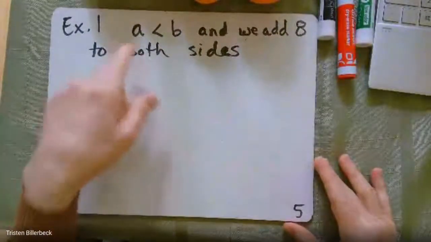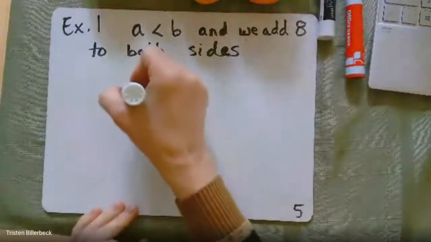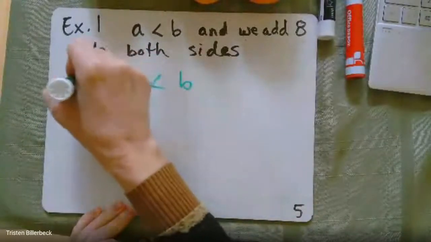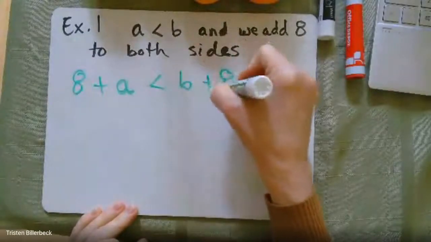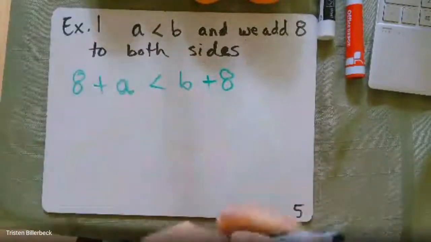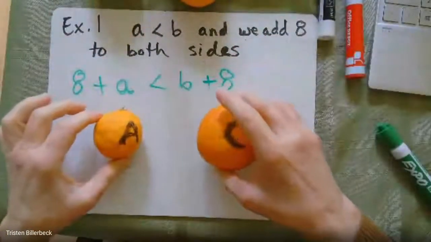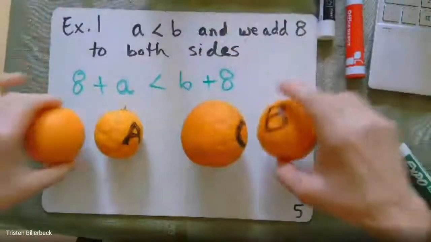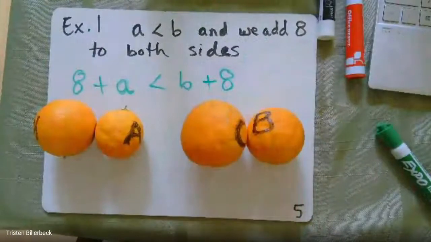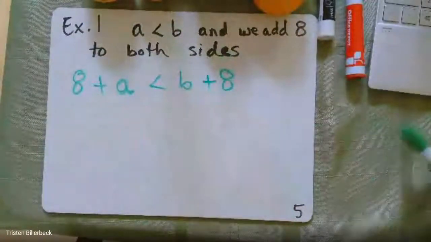So we have A is less than B, and we're adding 8 to both sides. From what we know from the orange thing, we have A and C that are less than each other, and we add the same amount. Well, this is still going to be less than this side. So we know that this is still going to be less than that.